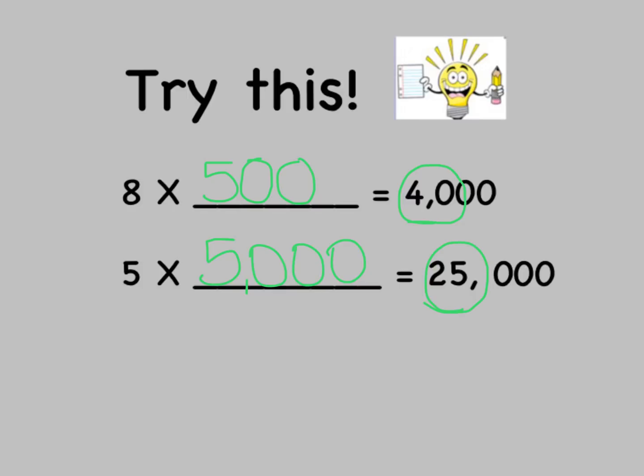All right, go ahead and check out my answer. I got 5 times 5,000 equals 25,000. And the way I got that was I knew my basic fact. 5 times 5 is going to give me 25. And then I held my ones, my tens, and my hundreds. I did the same thing looking for the other number. I held my ones, my tens, and my hundreds. And these were my basic facts.